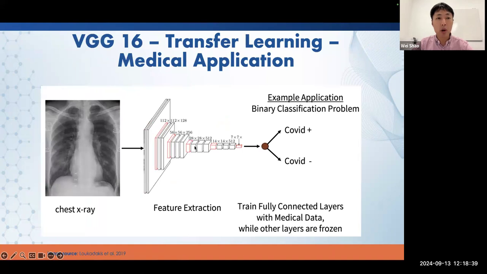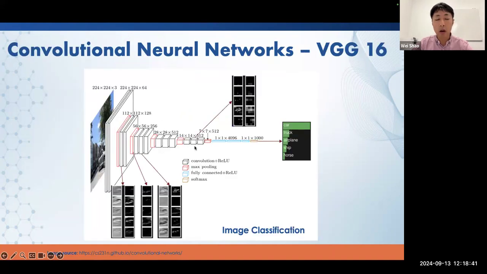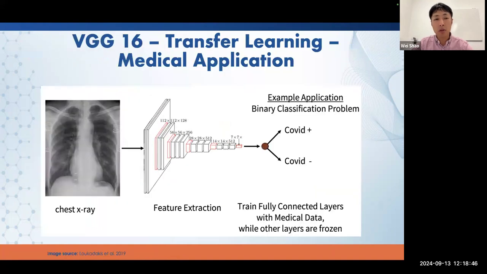If we have a pre-trained VGG16 network, trained on millions of images, we can do transfer learning, which means that we just grab the weights of the convolutional neural network as a feature extractor. Those features are connected to a fully connected layer for binary classification, to classify a chest X-ray as COVID negative or positive. This type of network can have accuracy of at least 98 to 99%.